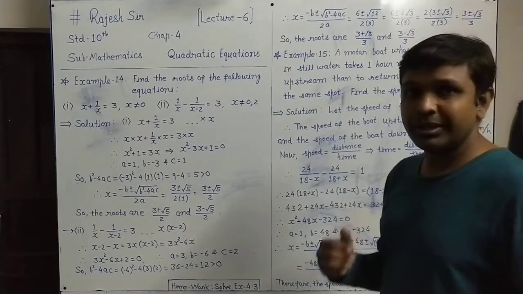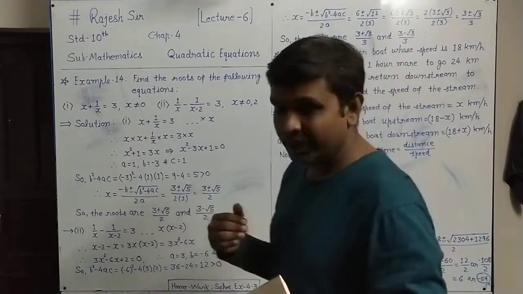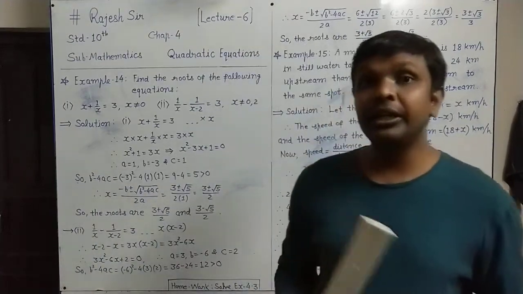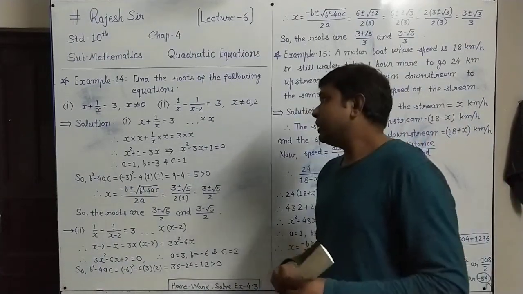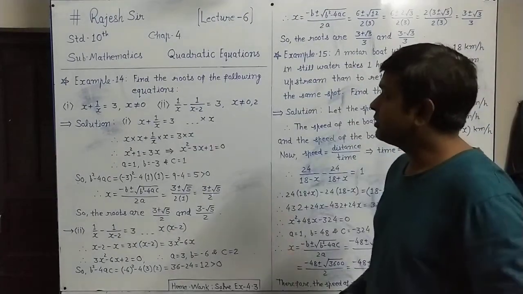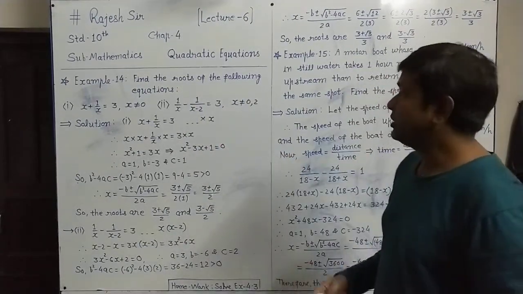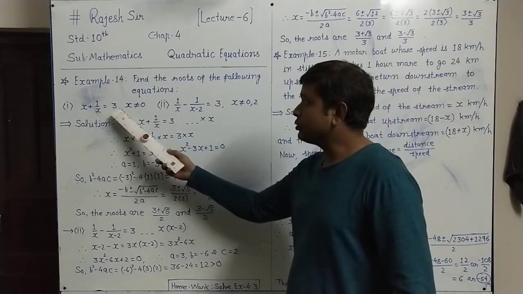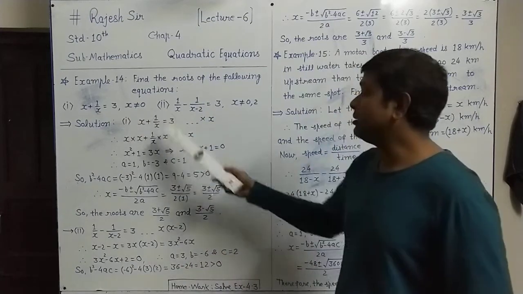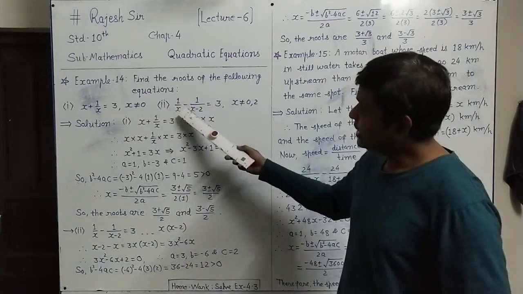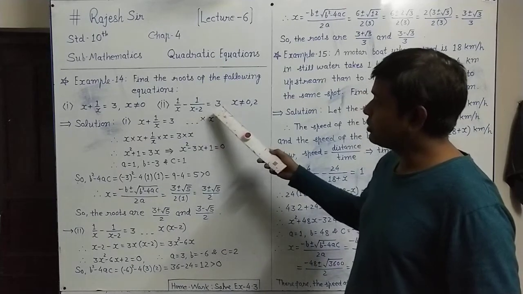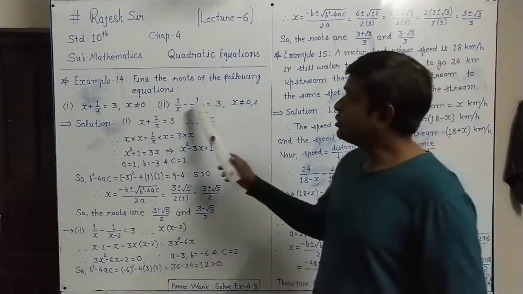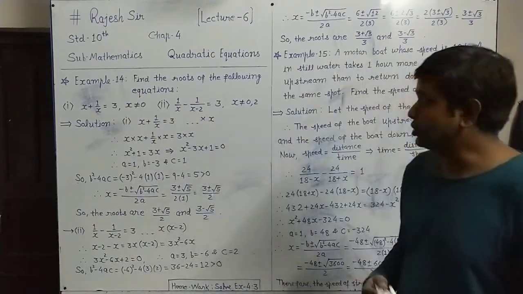We are doing some examples related to the roots of the quadratic equation, in which we were using the quadratic formula. So in that group, example number 14 is: find the roots of these two equations. First, x plus 1 upon x equals 3, where x is not equal to 0, and second, 1 upon x minus 1 upon x minus 2 equals 3, where x is not equal to 0 or 2.